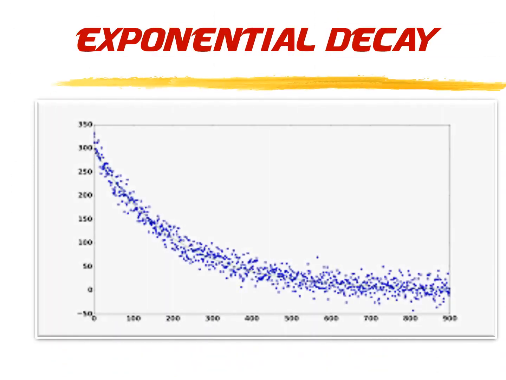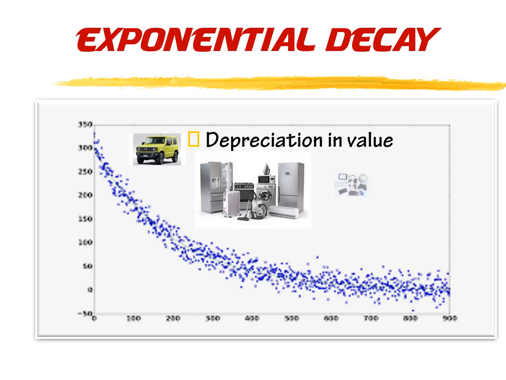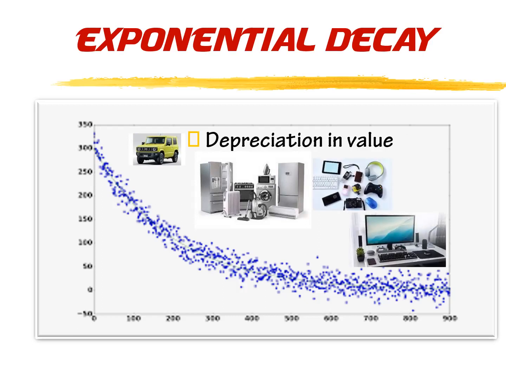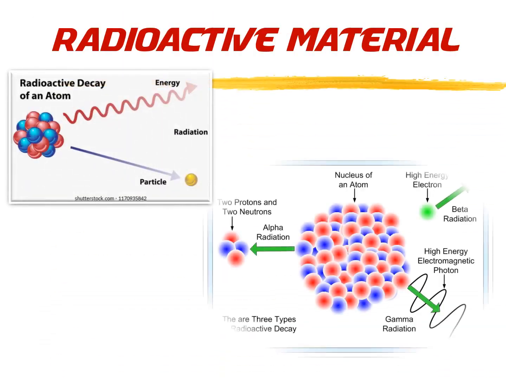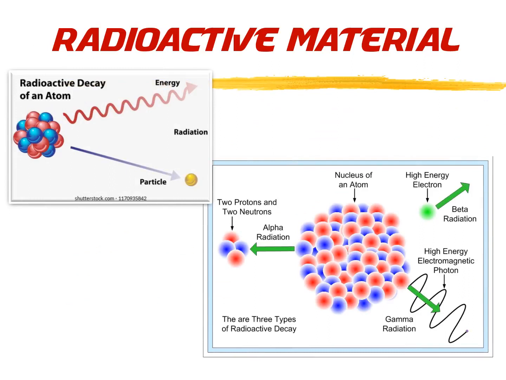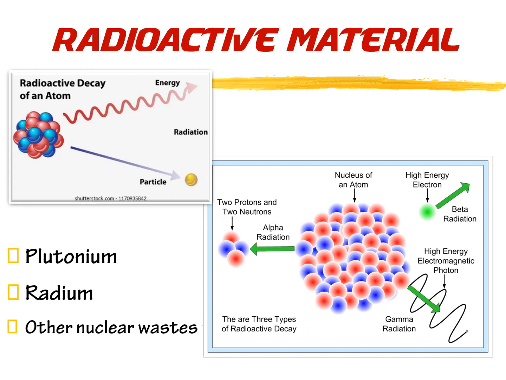Another example is the exponential decay. One example is the depreciation in value of cars, appliances, gadgets, computers, and the likes. Another example is the radioactive material. Nuclear engineers use the exponential decay formula to determine how long nuclear waste must be stored before the amount of radioactivity is negligible, examples of which are plutonium, radium, and other nuclear waste.